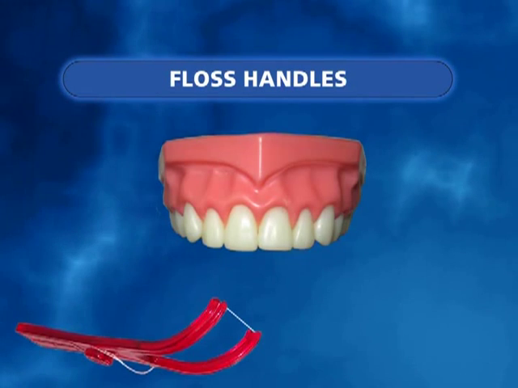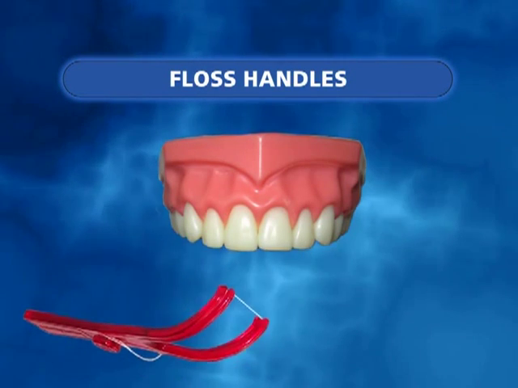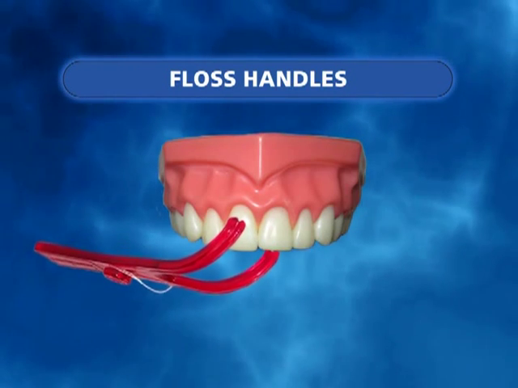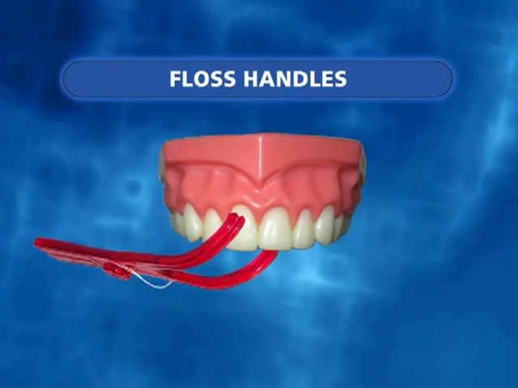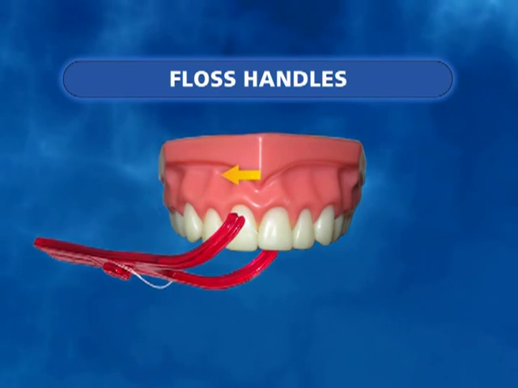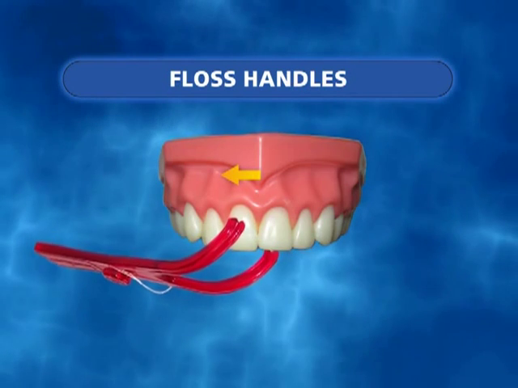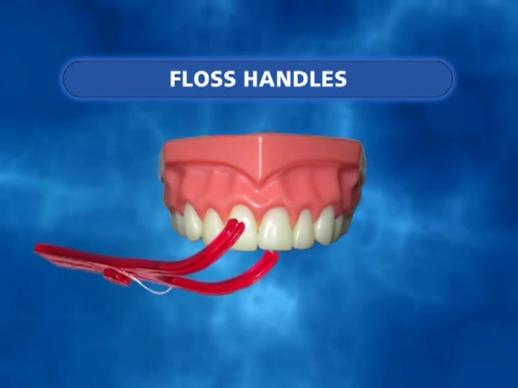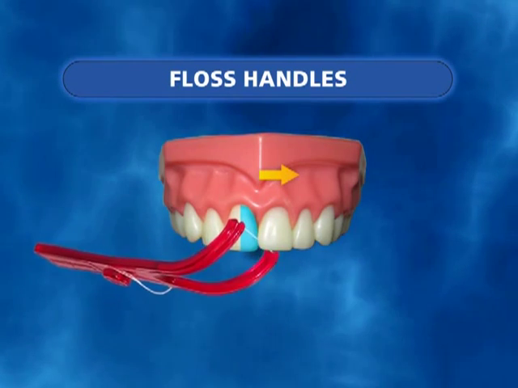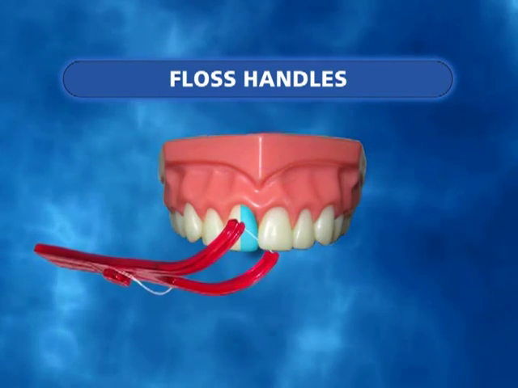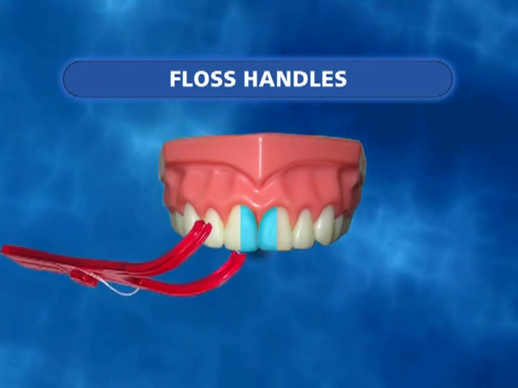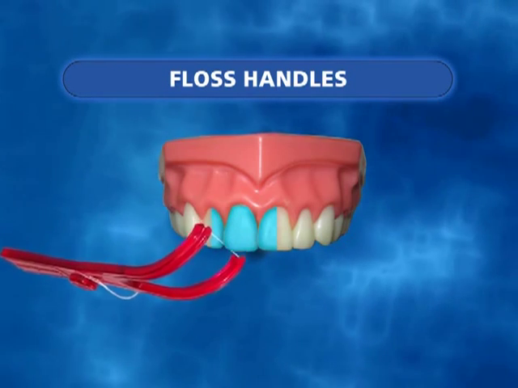Proper technique for using a floss handle involves placing the floss in between two teeth on the biting surface and gently pushing the floss into the space between the teeth. Once inserted, pull the floss towards the side of one tooth and rub up and down to remove any debris on the surface of that tooth. Then push the floss towards the opposite tooth and use the same technique to clean all surfaces between the two teeth. Move to the next tooth and repeat for all surfaces.